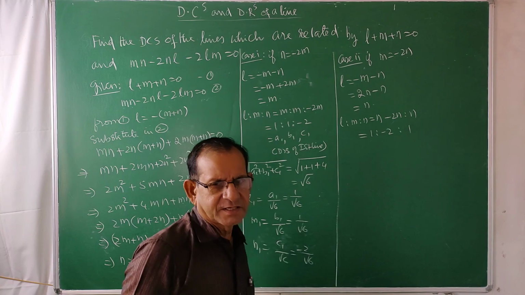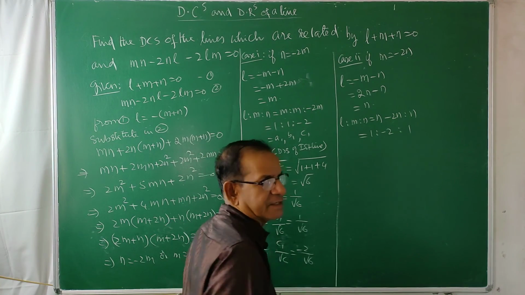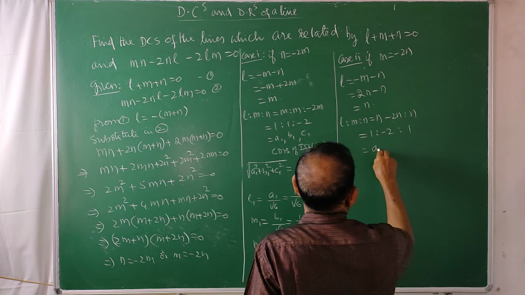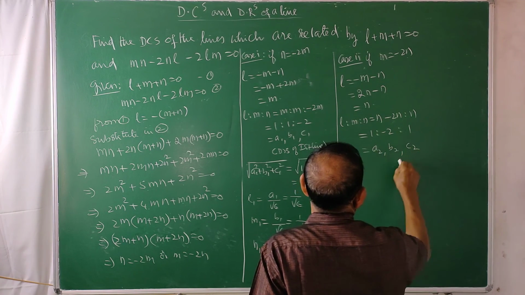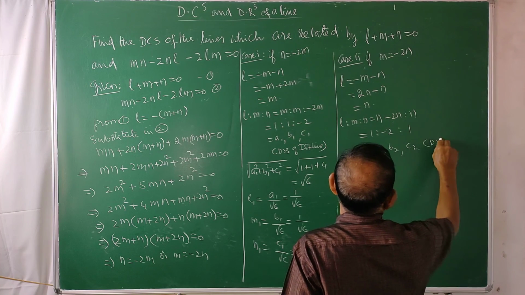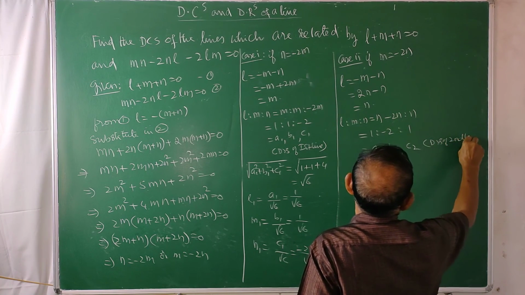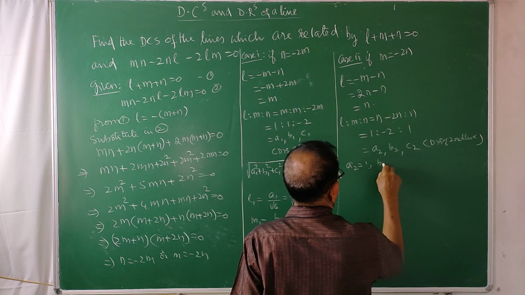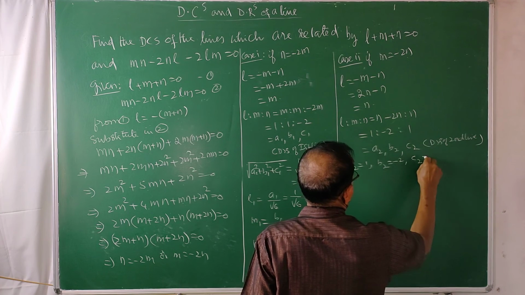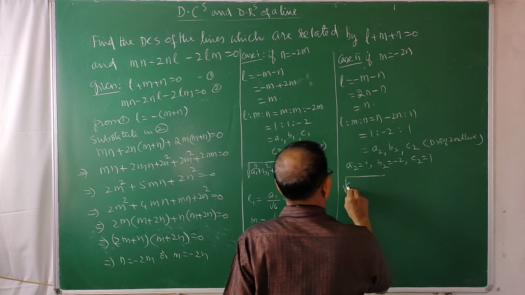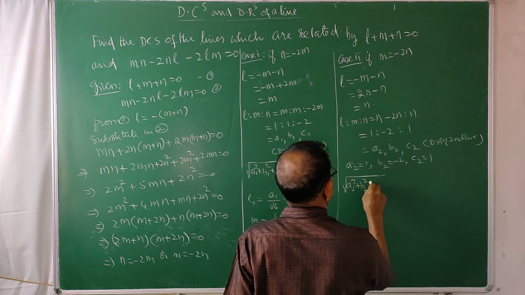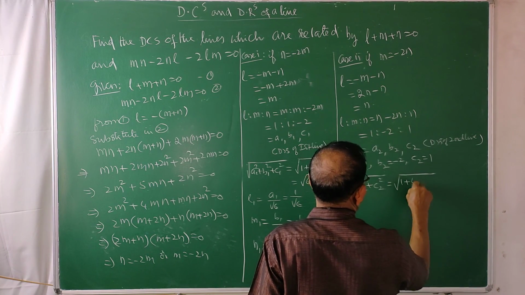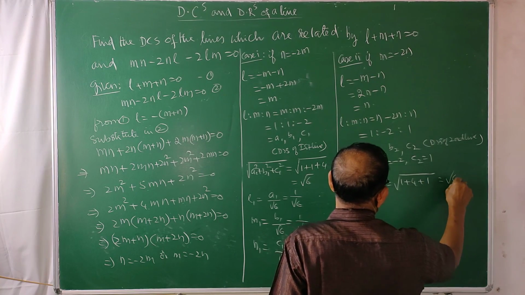Let us take these three as A2, B2, C2. They are the DRs of the second line. So A2 is equal to 1, B2 is equal to minus 2, C2 is equal to 1. What is the root of A2 square plus B2 square plus C2 square? This is 1 plus 4 plus 1, again it is root 6.